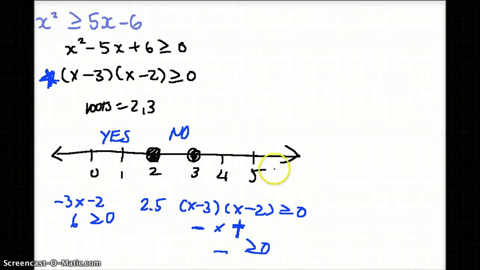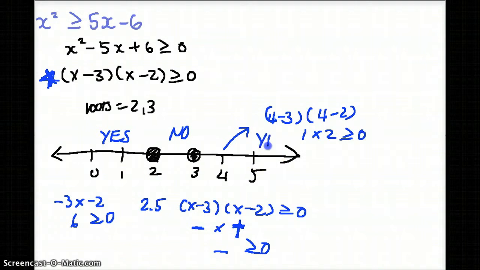Okay, and then I'm going to choose a number here. Let's say I choose 4. So 4 minus 3 times 4 minus 2, which is 1 times 2, is greater than or equal to 0, so this is yes. So here we have a yes, no, yes region, and so we have to look at the yes regions, here and here, and we're going to write that out.